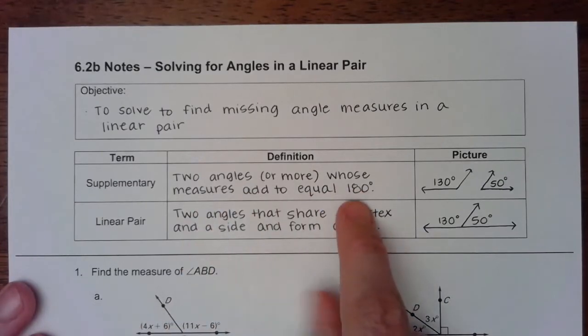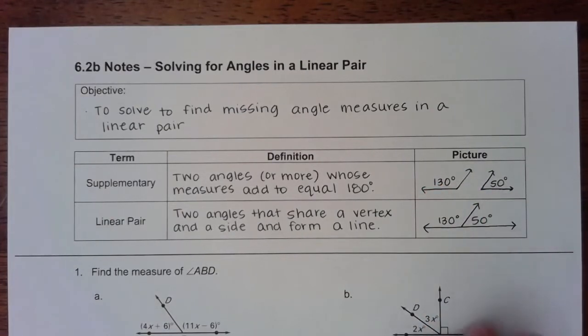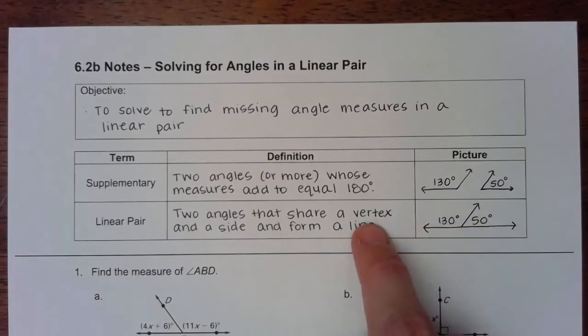equal 180 degrees. So in the picture over here, if you have one angle that's 130, and if you have one angle that's 50, 130 plus 50 equals 180. So those are supplementary. If you have two angles that add up to equal 180 degrees, and if they share a vertex, and if they share a side, those two angles are called a linear pair.